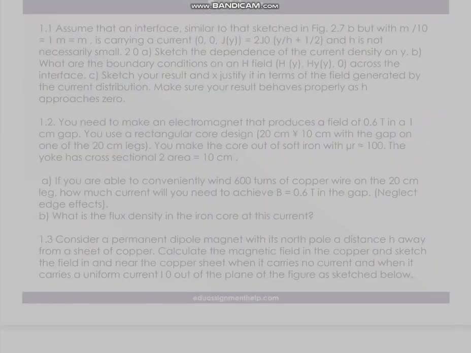Problem 1.1. Assume that an interface, similar to that sketched in Figure 2.7b but with μ/μ0 equals 1, is carrying a current (0, 0, j_y) with j_y equals 2j0(y/h plus 1/2), and h is not necessarily small. A. Sketch the dependence of the current density on y. B. What are the boundary conditions on an H field, H at y equals h and y equals 0, across the interface?